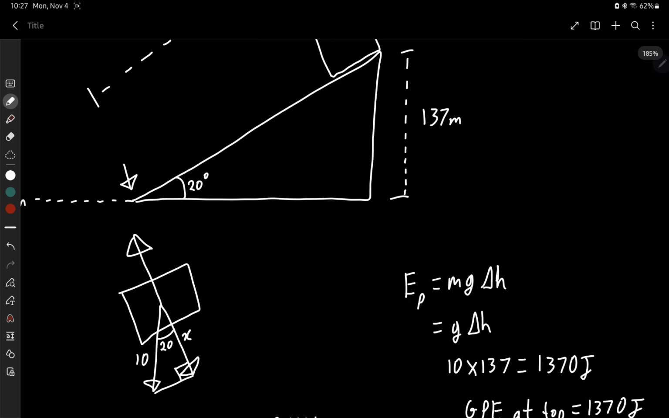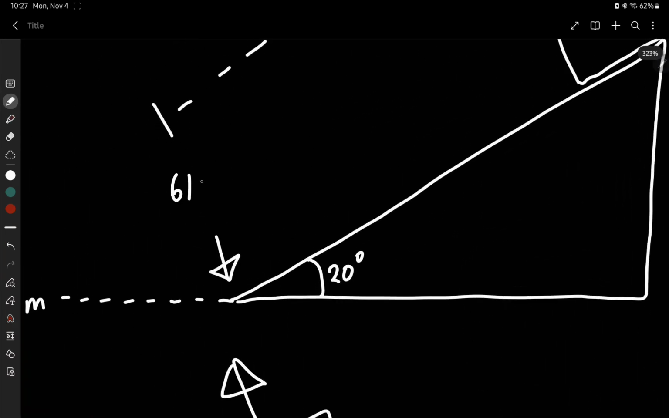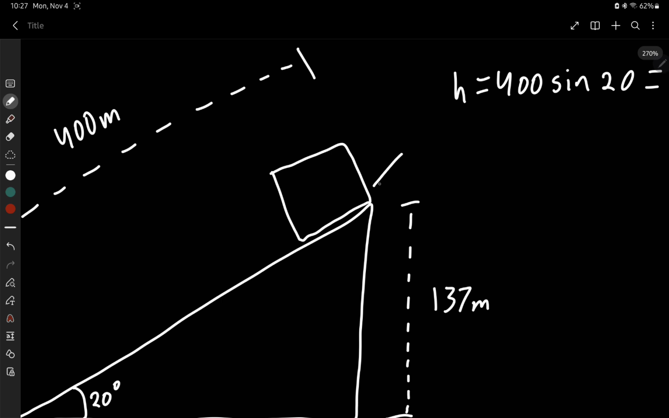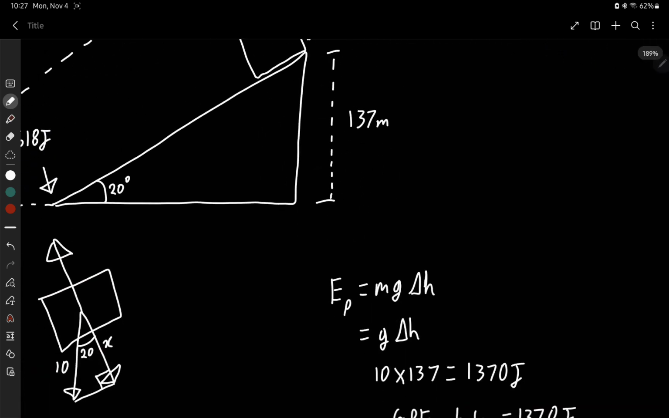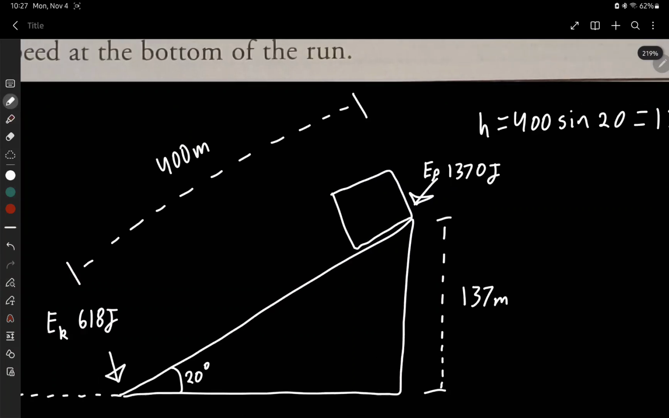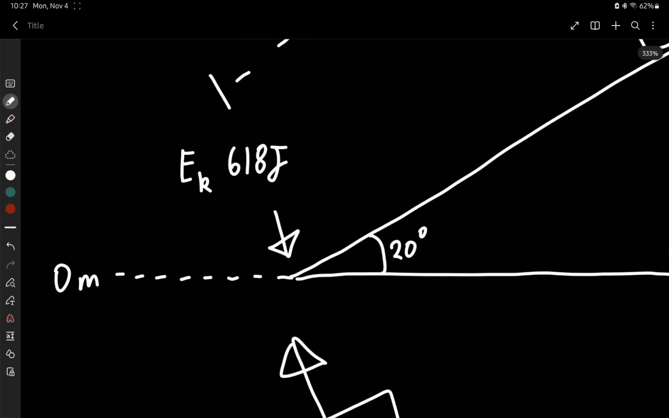So right here is 618 joules of kinetic energy, and up here, what was it, 1,370 joules of potential. And again, what we know is that when it reaches the height of 0, there's no gravitational potential energy.